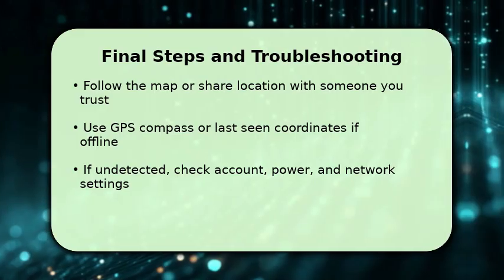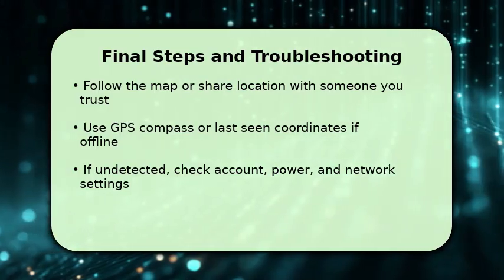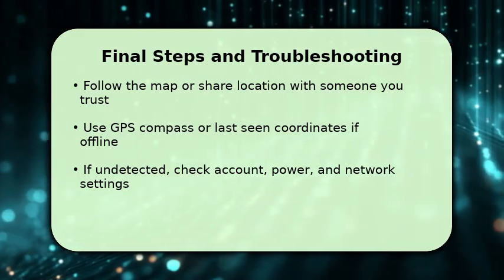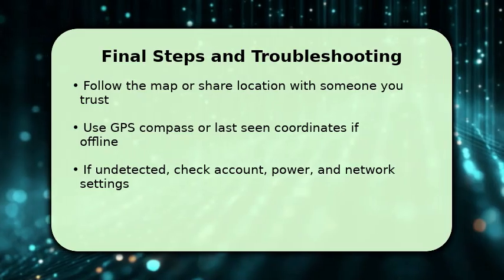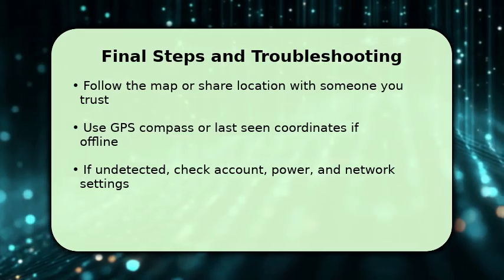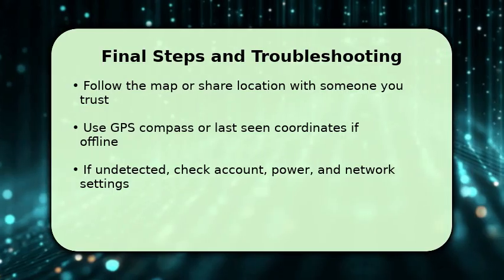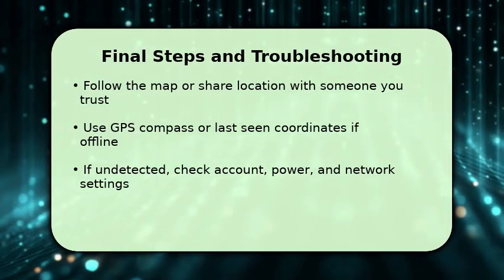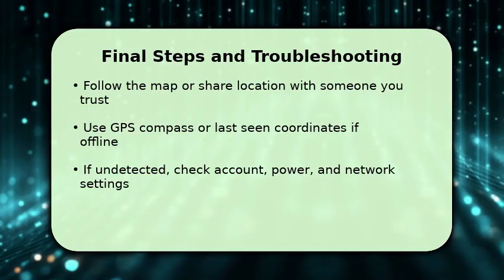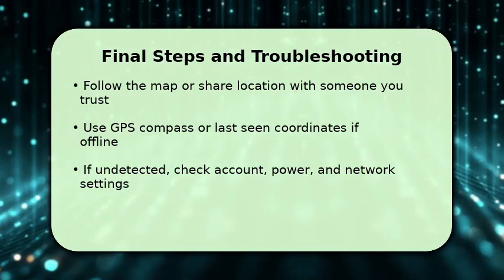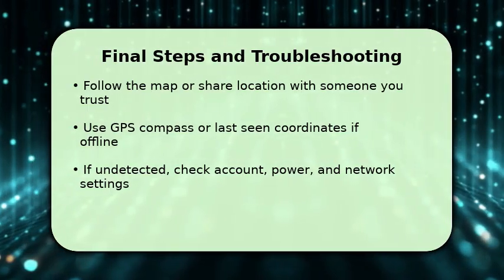If the device appears offline, use the last seen coordinates and the GPS compass in the app to narrow the search, because phones can be powered off or out of coverage. If you still can't find it, check the account login, power status of the phone, and that location services and network access weren't disabled. This is the key troubleshooting tip.